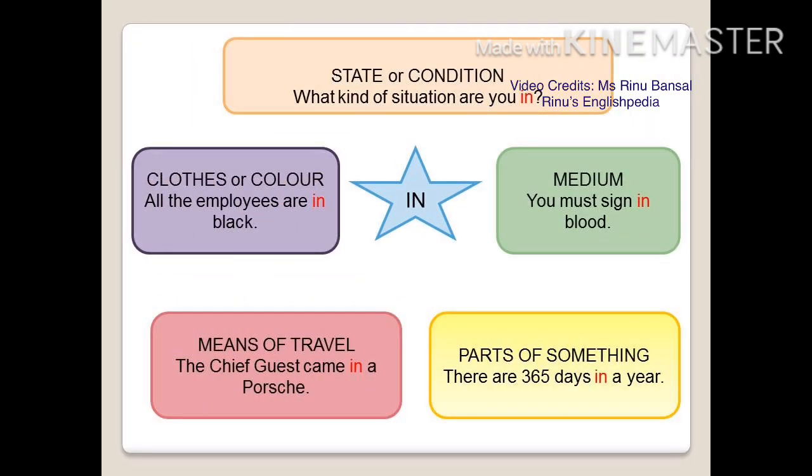In can also be used when we are talking about the state or condition of something or someone. For example, what kind of situation are you in? It can be used when we are talking about clothes or color. For example, all the employees are in black. It can be used with mediums. For example, you must sign in blood. When we are talking about means of travel, then also we use in. For example, the chief guest came in a Porsche. Again, lastly, when we are talking about parts of something, we use in. For example, there are 365 days in a year.